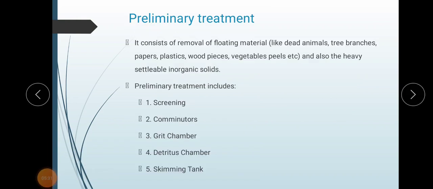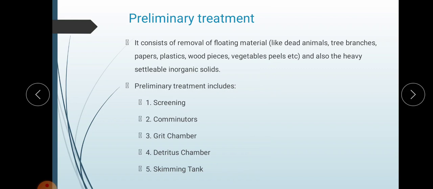So first we can start with preliminary treatment. This is the first stage of a sewage treatment plant. It consists of removal of floating materials like dead animals, tree branches, papers, plastics, wood peels, vegetable peels, etc. Also, in this preliminary treatment we are removing settleable inorganic solids. Okay, and this preliminary treatment includes screening, comminutors, grit chamber, detritus chamber, and skimming tank.